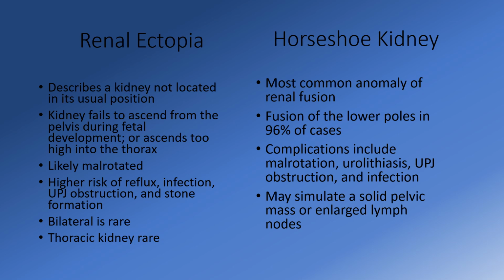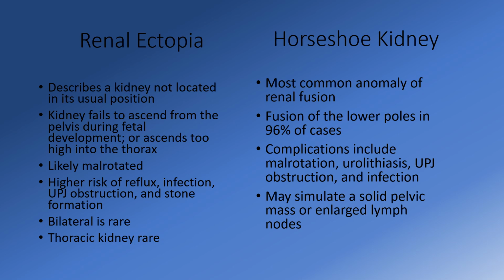On ultrasound, there's different ways that this can look. It might simulate a solid pelvic mass because it's going to be located anterior to the spine, midline, typically right around where the aortic bifurcation is. Or it can look like enlarged lymph nodes. Sonographically, probably the most common finding is going to be that you cannot make out the lower pole. You'll think it's hidden by bowel or something like that.